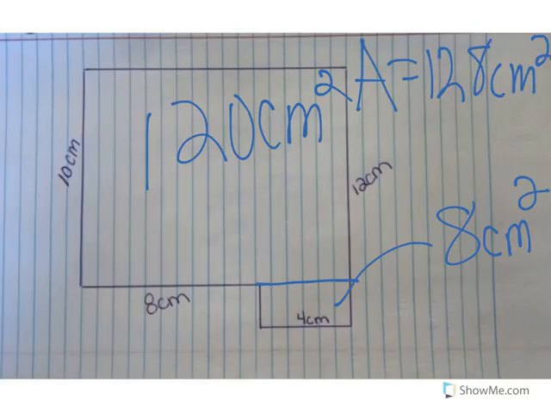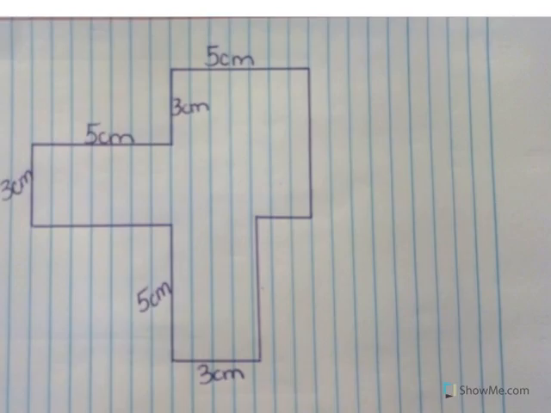Let's try another one. Okay, this shape looks a little bit more complicated. Go ahead and copy it down onto your paper. Go ahead and try to fill in what you don't know, the sides that are missing.